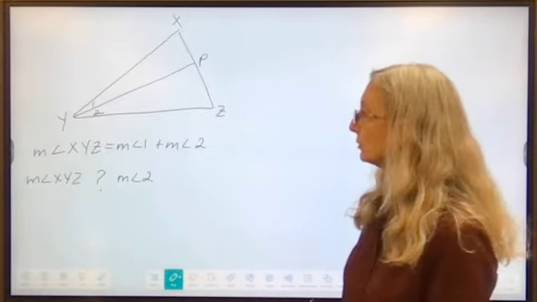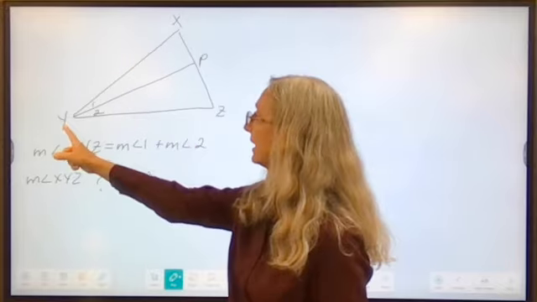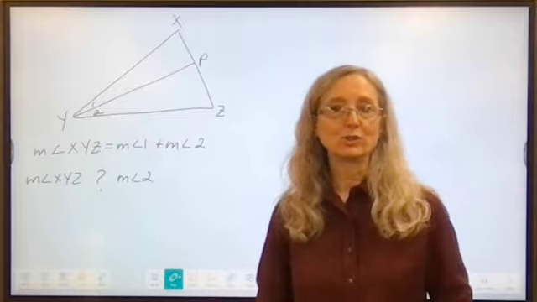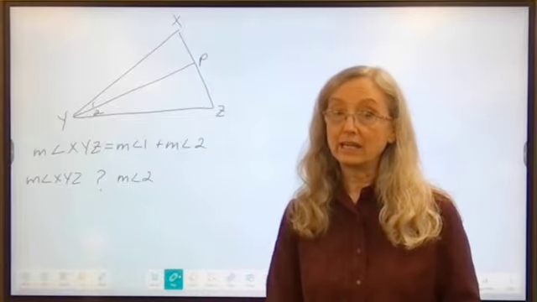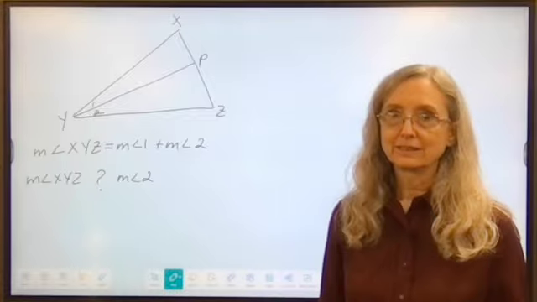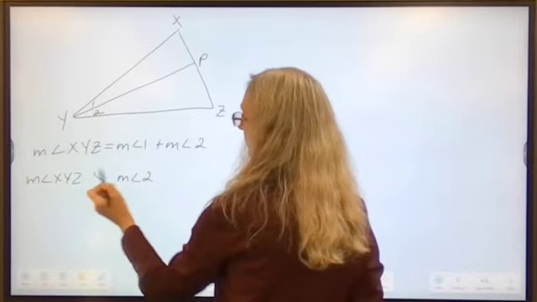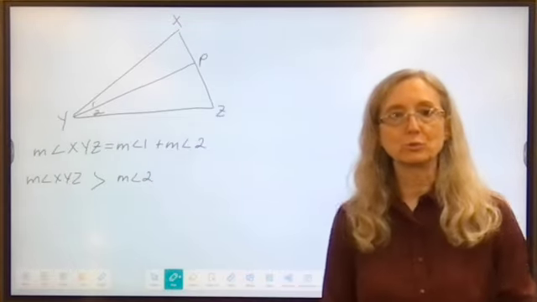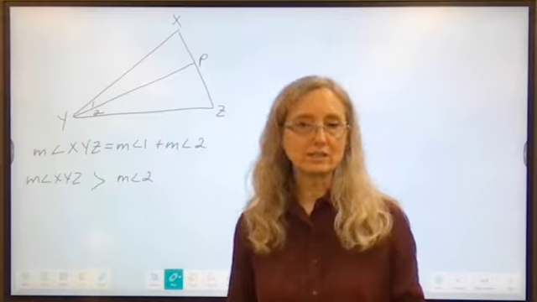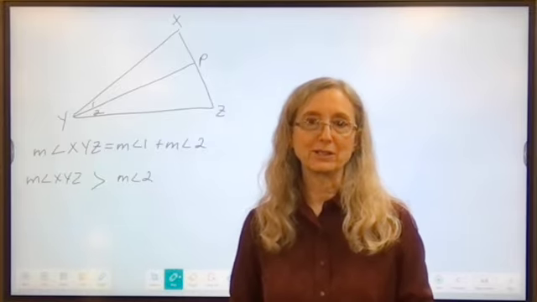So what do we know about the comparison between angle XYZ and angle 2? Are they equal, or is one bigger than the other? Hopefully you see that angle XYZ has to be greater than the measure of angle 2. If you had to justify that on a proof, you would say the comparison property.